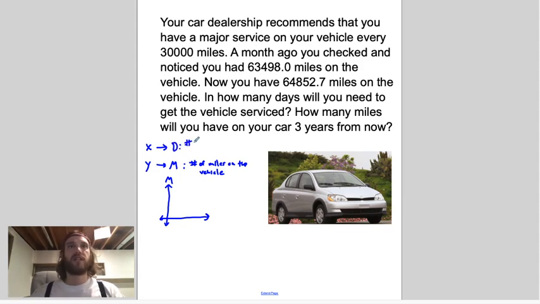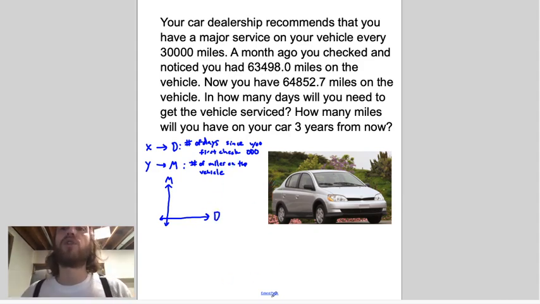So we'll say D is the number of days since, hold on, I don't like that. Number of days since, now we don't have a date here, so I'm just going to say since you first checked your odometer, ODO. Your first day checking your odometer, number of miles on the vehicle. Okay, great. So here's D, here is M. What are our two data points?